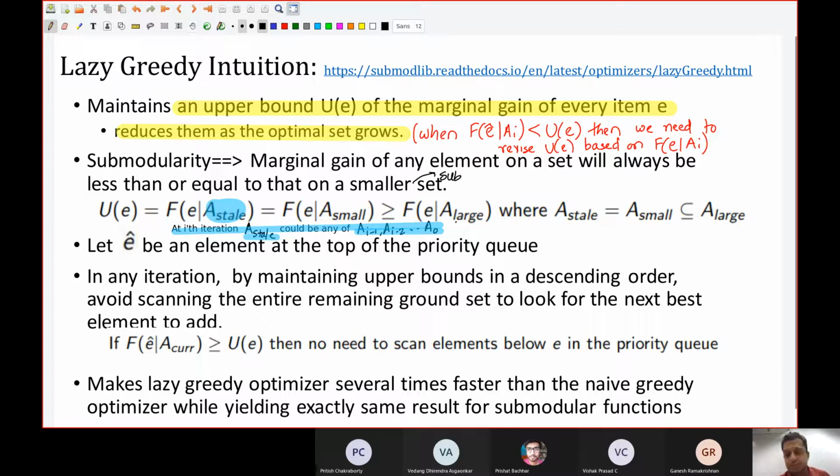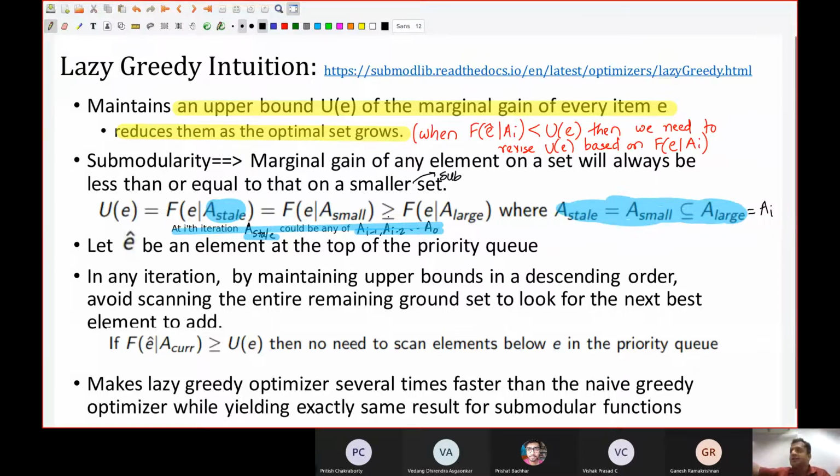I've said this already. I don't have to repeat it. So we are where A stale is the same as A small, which is a subset of A large. What is A large? A large is nothing but the current AI. I'm just giving intuitive names. AI is A large. So f of E given A stale is equal to f of E given A small, which is greater than or equal to f of E given A large.